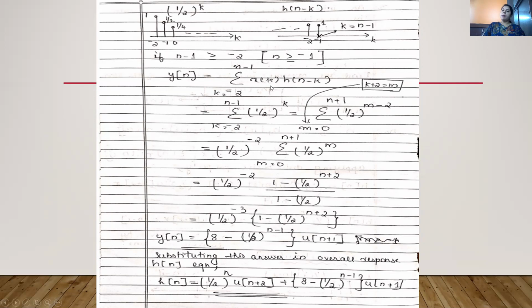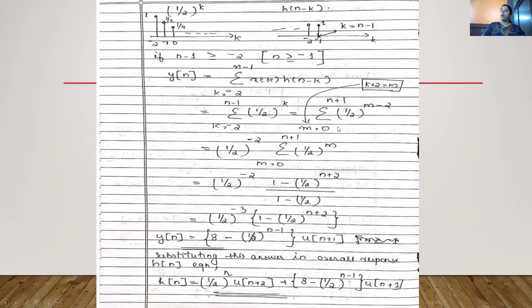What is the x of k amplitude? X of k amplitude is 1 by 2 power k. Substitute that. H of n minus k amplitude is always constant. It is 1. So I substituted both the things. Now we have to make this lower limit 0, so I'm doing the computation in that way. That is, I'm going to substitute m is equal to k plus 2. So the lower limit will become 0 and the upper limit will become n plus 1.